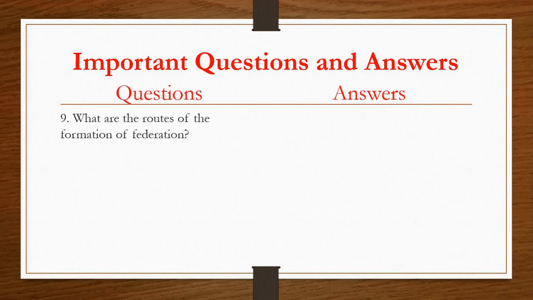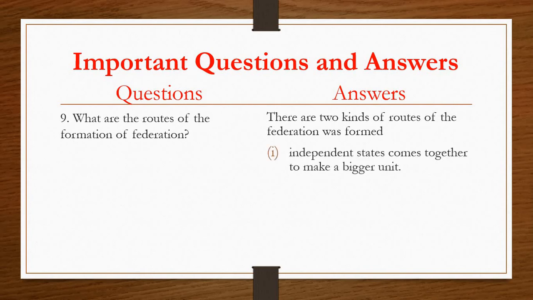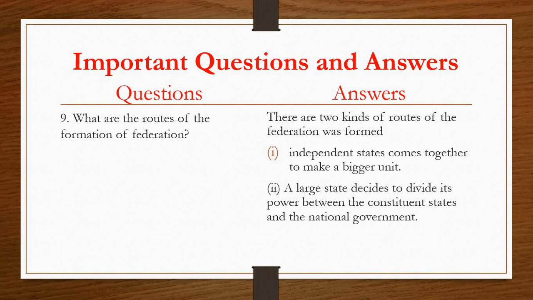what are the roots of the formation of federation? And the answer is, there are two kinds of roots by which a federation was formed. The first is, independent states come together to make a bigger unit, and the second is, a large state decides to divide its powers between the constituent states and the national government.